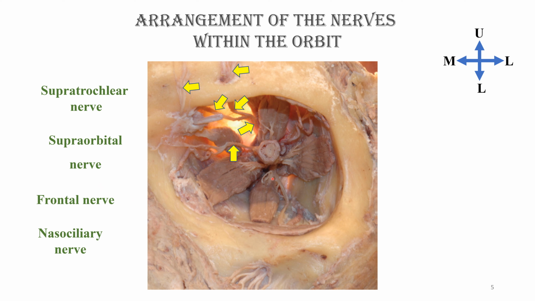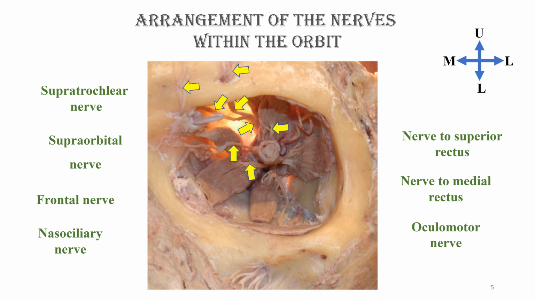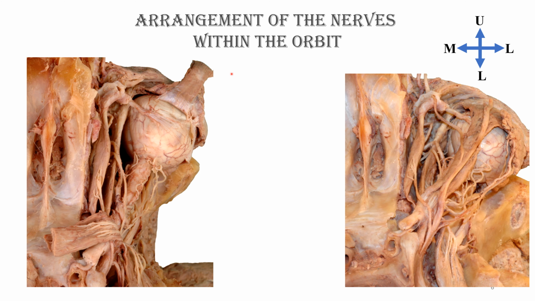The nasociliary, as we said, in the upper medial angle between the superior oblique and the medial rectus. Nerve to the superior rectus is here, which is a branch from the superior division of the oculomotor. Nerve to medial rectus, again from the same, and oculomotor nerve itself is here. So these are again the distribution of the nerves within the orbital cavity. These are two other cadaveric specimens to show the nerves in position.